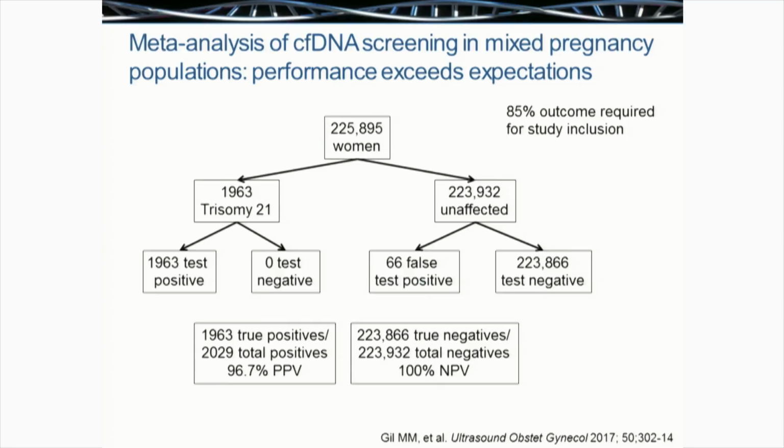From those women, almost 2,000 of them had a fetus that was trisomy 21. All of those patients tested positive. There were 0 that tested negative. Okay? This is what's published. Out of almost 224,000 who were unaffected, most tested negative. There were 66 false positive test results here. Remember, this is a mixed population, high risk and general obstetric population.